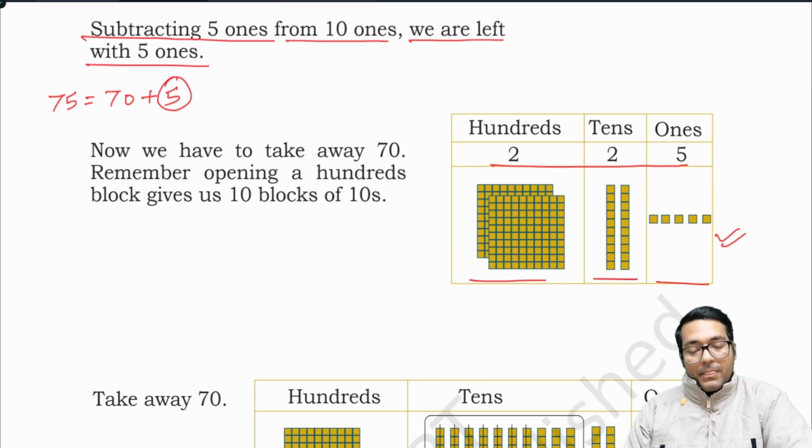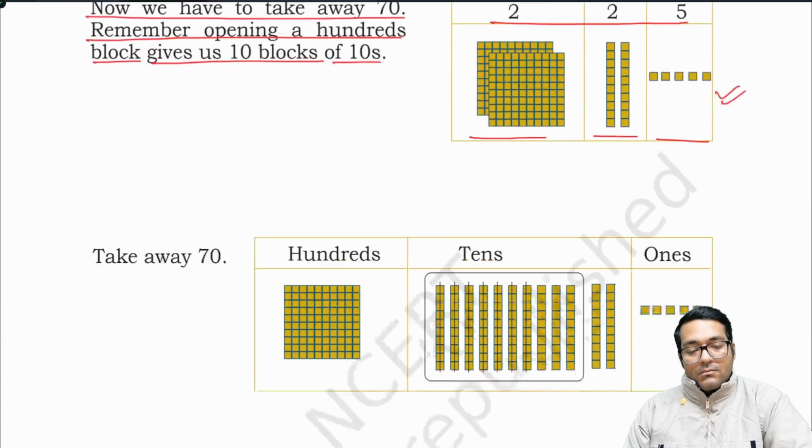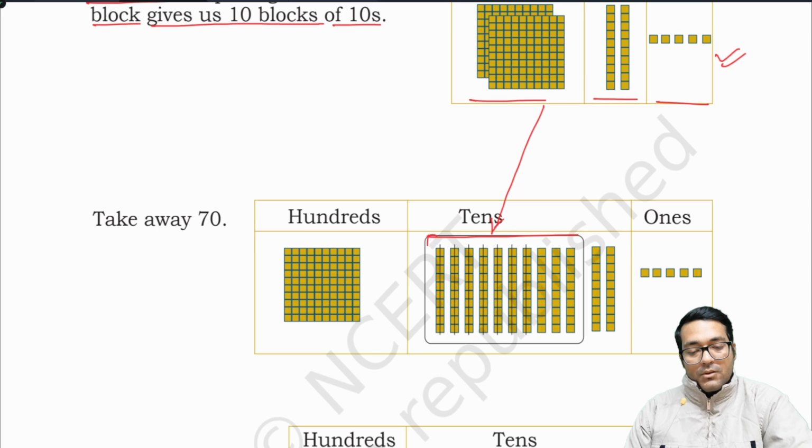220 and 5. Now we have to take away 70. Remember, opening a hundreds block gives us 10 blocks of tens. Like this, you can see 10 blocks of tens. You can see 100 here, 100 here, and 20 here, and 5 here. That means it is also 225. Take away 70. 10, 20, 30, 40, 50, 60 and 70.